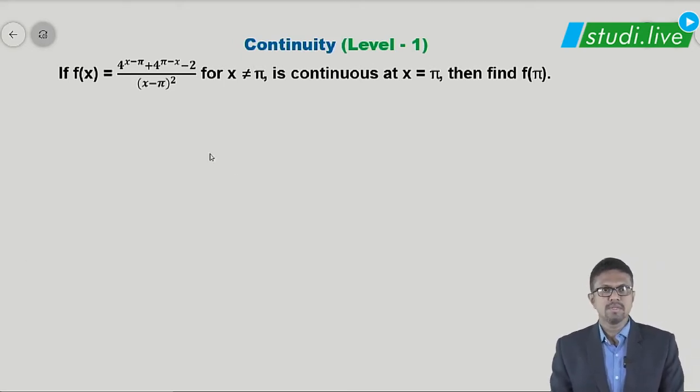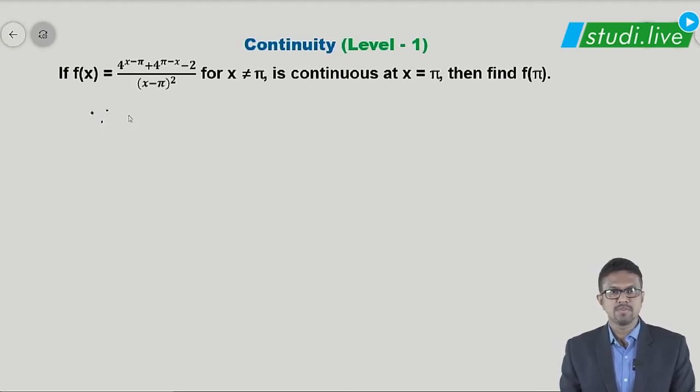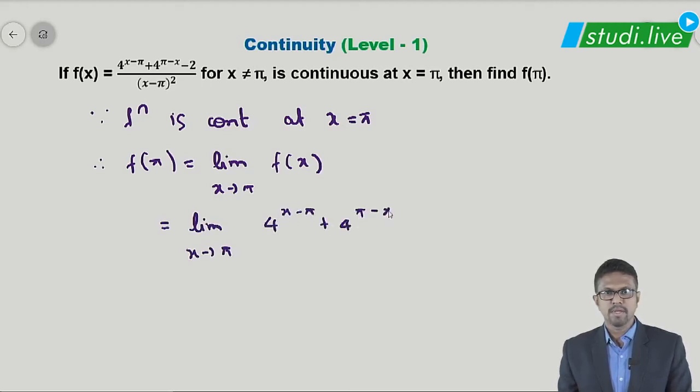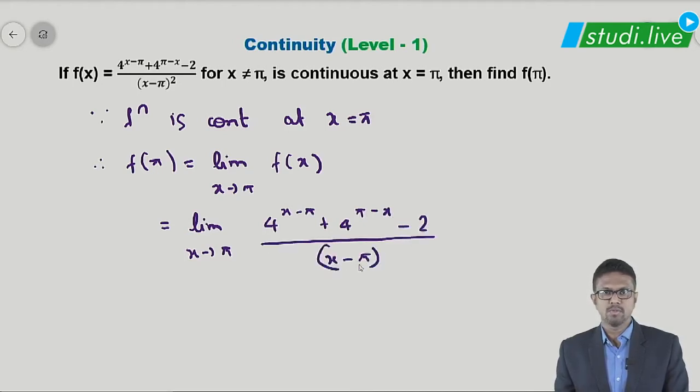So over here the question says that the function is continuous. So since the function is continuous at x equal to pi, therefore the value of f of pi will be equal to the limit when x tends to pi of f of x. So this is limit x tends to pi. What is the value of f of x? That will be 4 raised to x minus pi plus 4 raised to pi minus x minus 2, upon x minus pi the whole square.